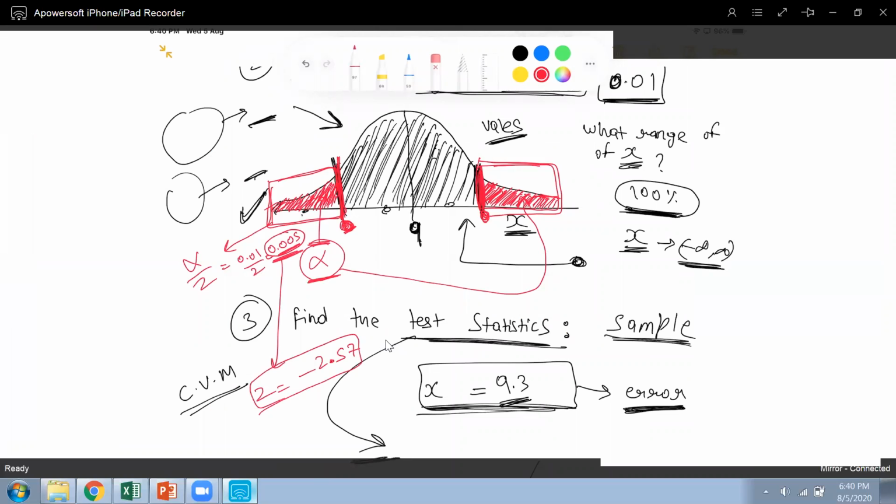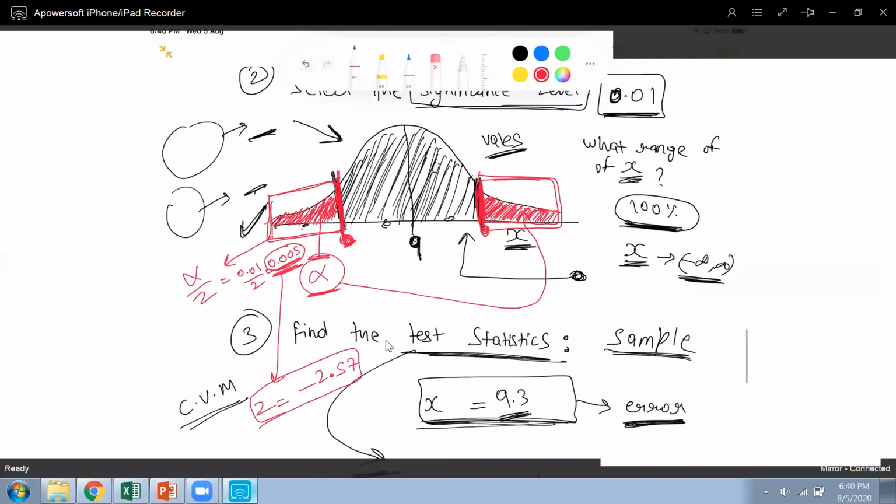So what do you think? Is this value 2.57? Is this correct? What is this 2.57?